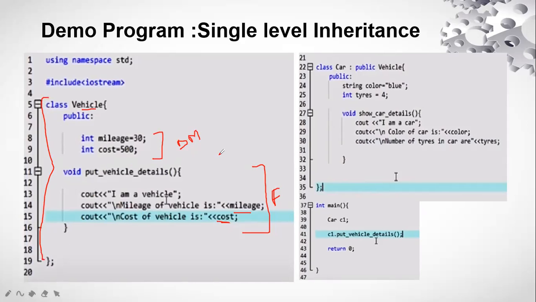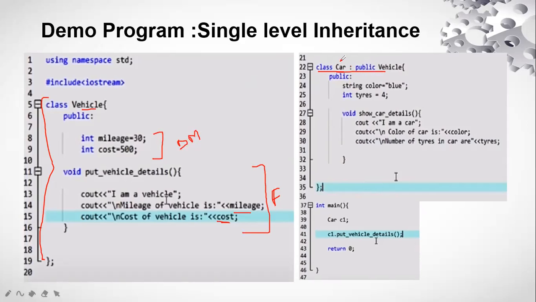This is how we have defined the class. Now I'm going to define one more class, the class car. I want this class car to be the subclass or the child class of vehicle. How to do that? That means I want to inherit the vehicle class, right? So how to do it? The syntax is this: class car colon public vehicle.